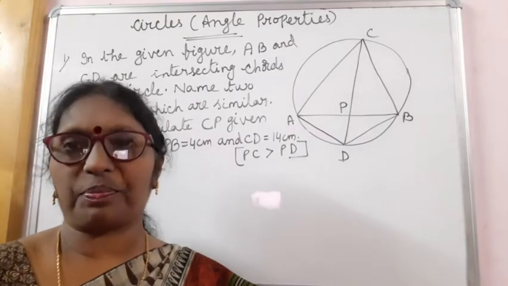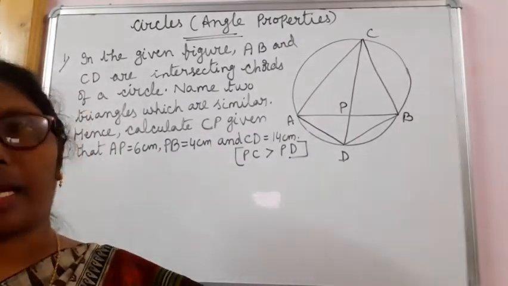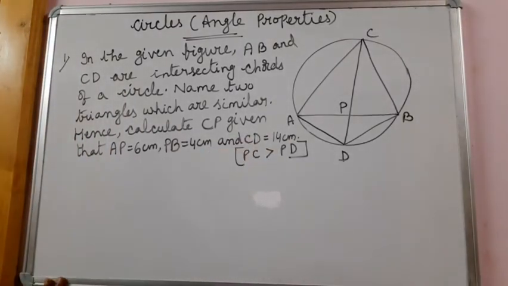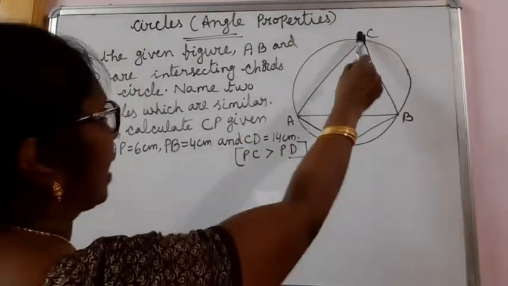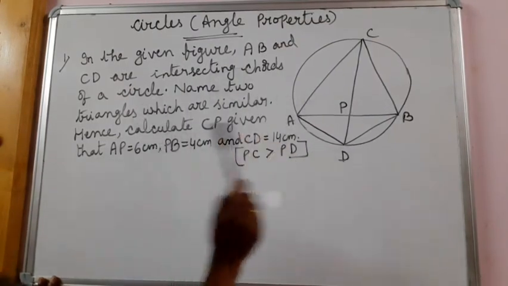Hello, welcome. Let us have a problem based on circle chapter related to angle properties. The problem is, in this figure, AB and CD are intersecting chords of a circle.